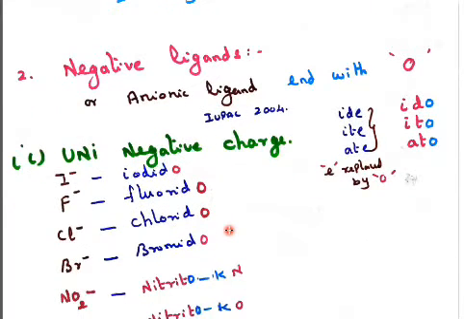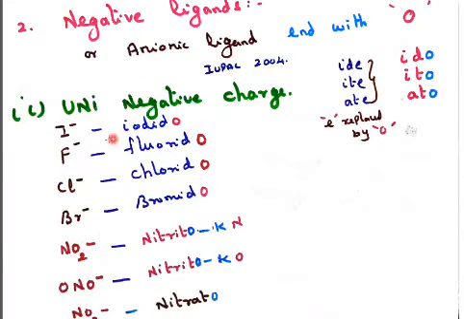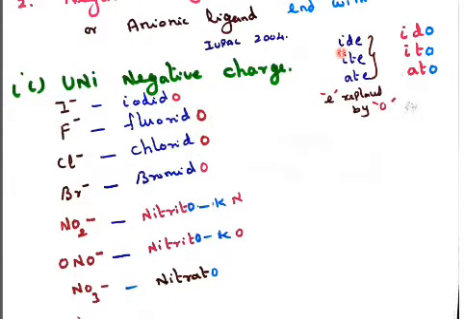So for uni negative ligands, students, please sit in one corner of your home and say them at least 10 times, and each ligand will be learned by heart. Iodine I minus is called iodide, the E removed, iodido. Fluoride, fluorido; chloride, chlorido; bromide, bromido. So all -ide endings are converted to -ido.